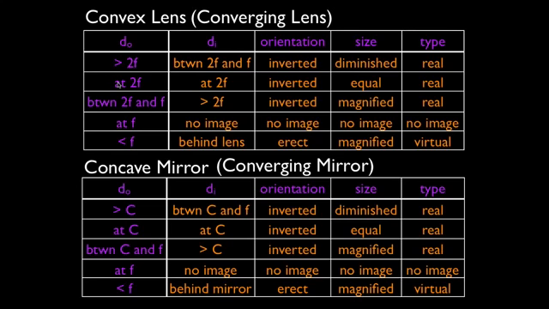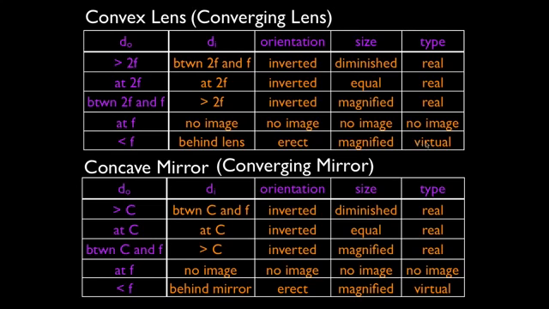When you're inside of F, the image appears behind the mirror. When you're inside of F, the image appears behind the lens. When you're inside of F, the orientation is erect or upright. When you're inside of F, the orientation is erect. When you're inside of F, the image is magnified, and it's a virtual image. Same thing here, magnified and virtual.